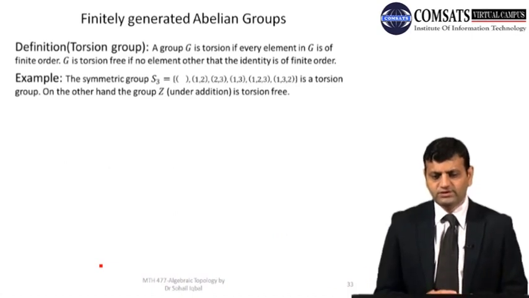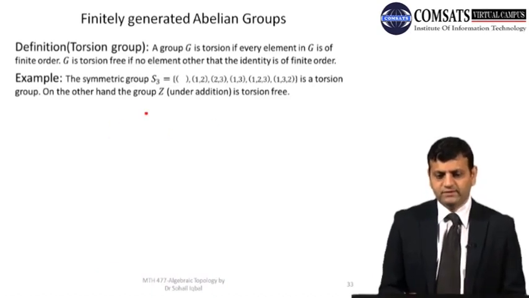So a group G is torsion if every element in G is of finite order, and G is torsion free if no element other than the identity is of finite order. So for example, if I have the group C4, which we just discussed, generated by iota, its elements are iota, minus 1, minus iota, and 1. So every element of G is of finite order.